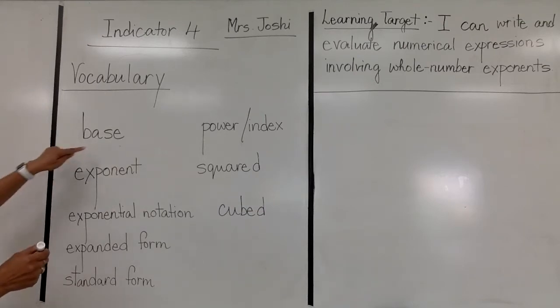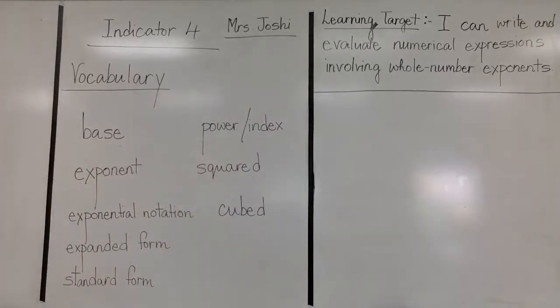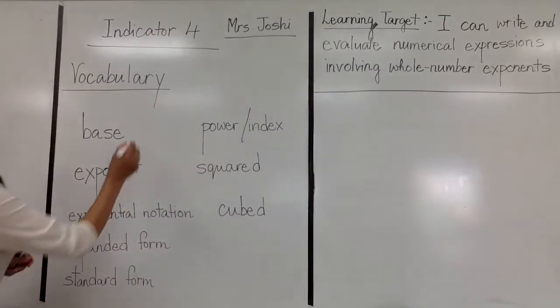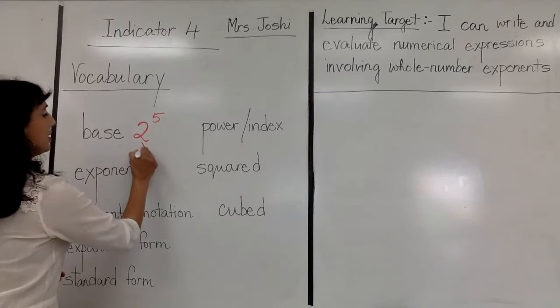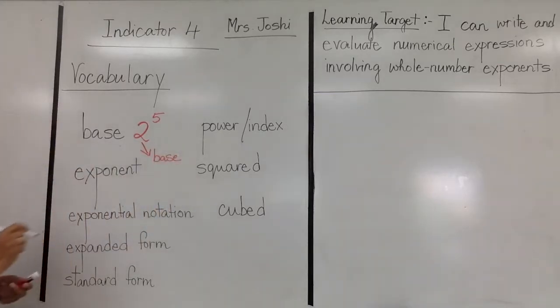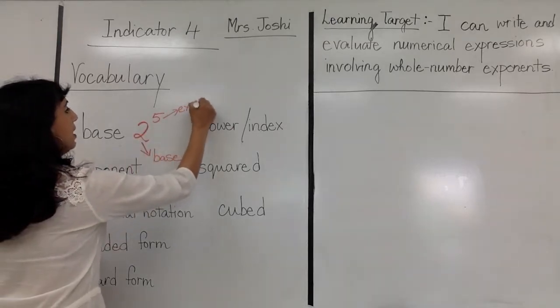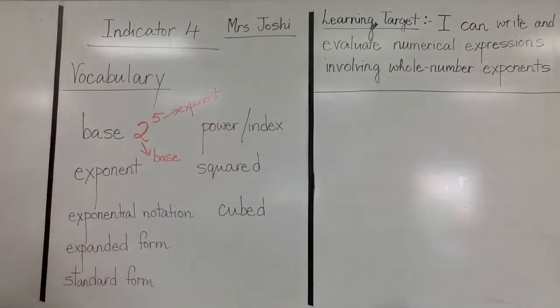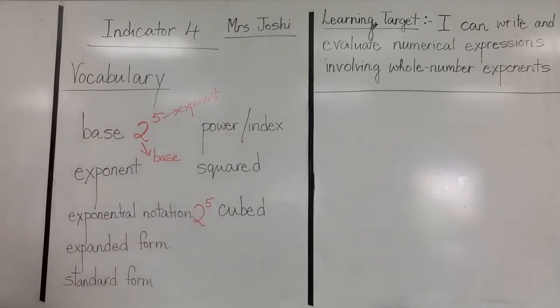Okay, so if I say base, and if I write 2 to the 5th power, my 2 is my base number. And then my exponent is the 5. This is my exponent. Okay, so 2 is my base, 5 is my exponent. And when it's written in this format, like we've written, 2 to the 5th power, it is called exponential notation.